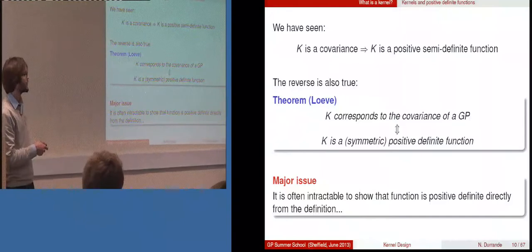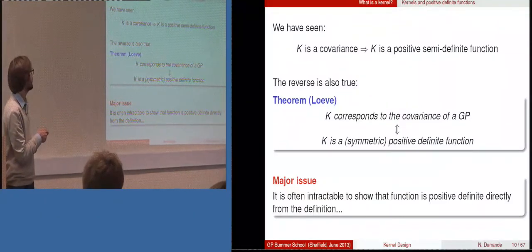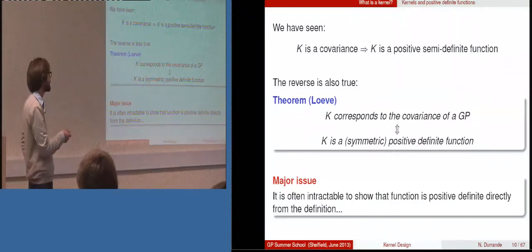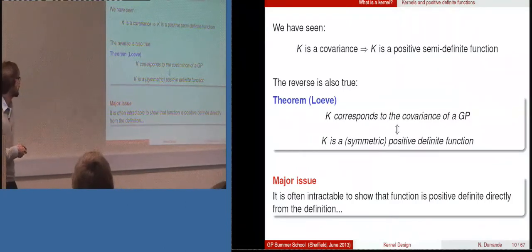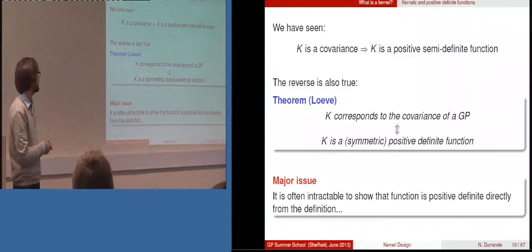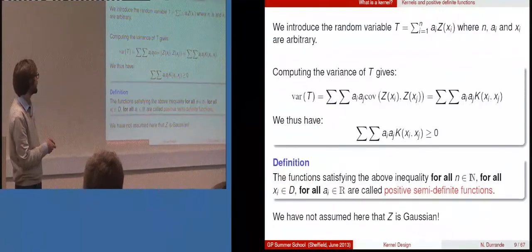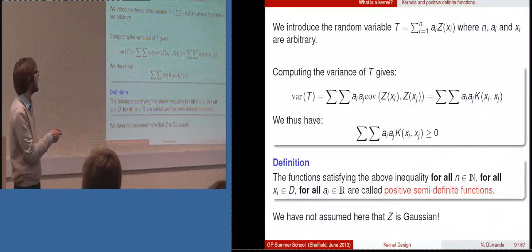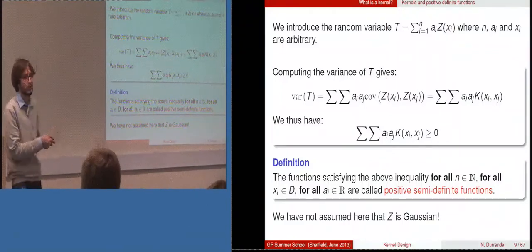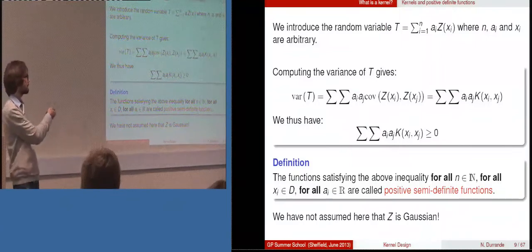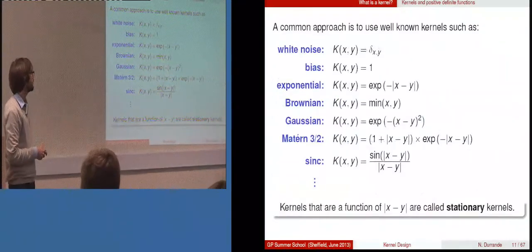So we've just seen in the previous slide that if k is a covariance, then k is a positive semi-definite function. It's vice versa, and there's a theorem called the Loève theorem that gives the equivalence between both. The issue is that showing that a function is positive semi-definite is often intractable. If we recall the definition, we have to check this for n arbitrary, the a_i can be any real, and the x_i are any points in the input space. So most of the time it's impossible to go for a direct proof.